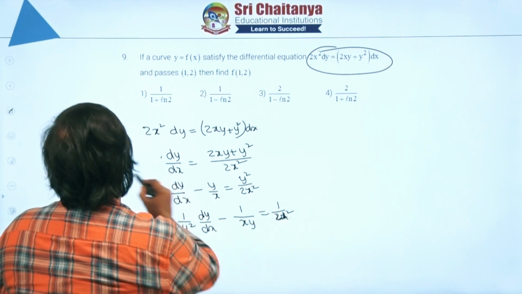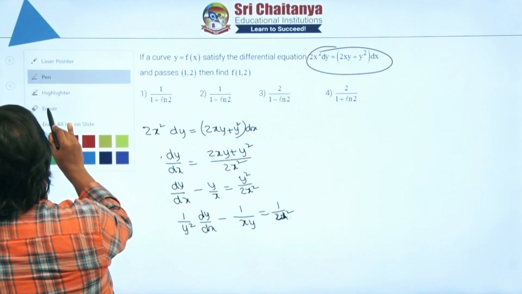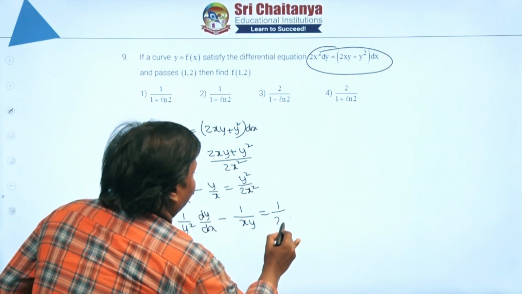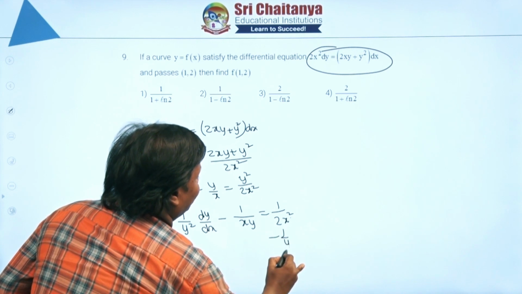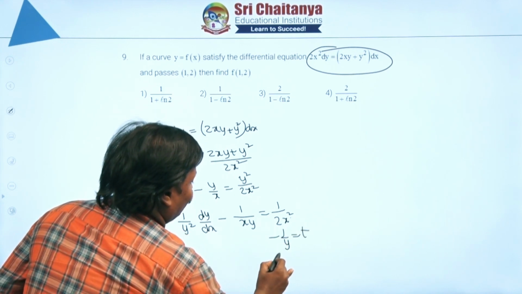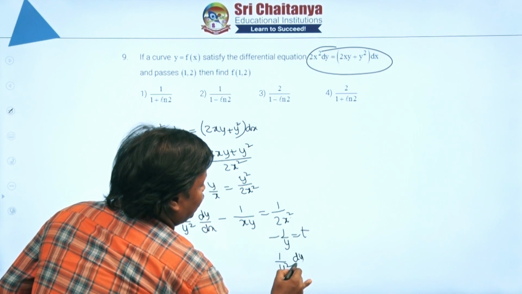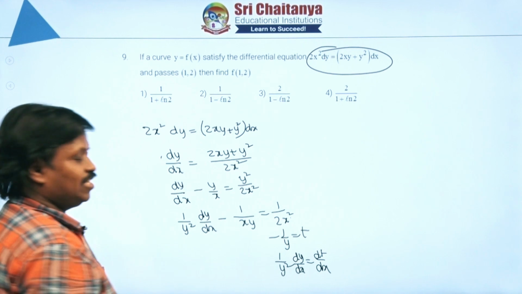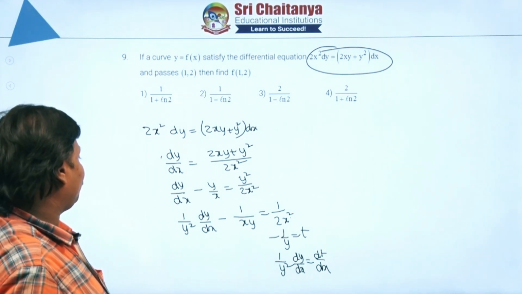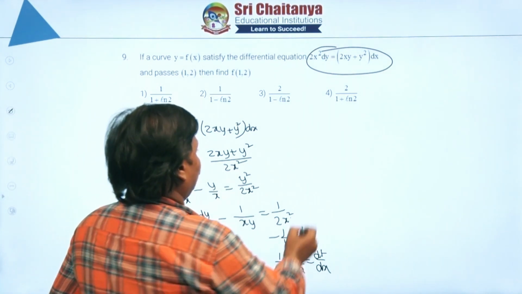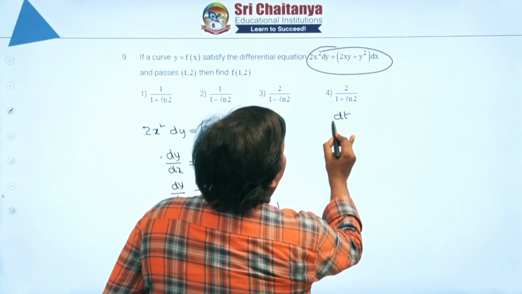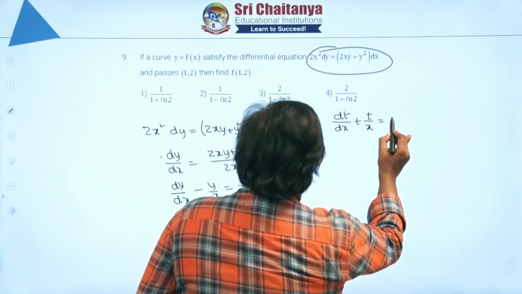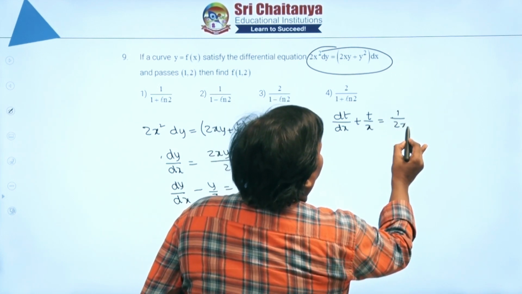So, here we assume minus 1 by y equals t. So, 1 by y square dy by dx will become now dt by dx. Now, this equation will convert into a standard linear differential equation. So, it will become now dt by dx plus t by x equals 1 by 2x square.